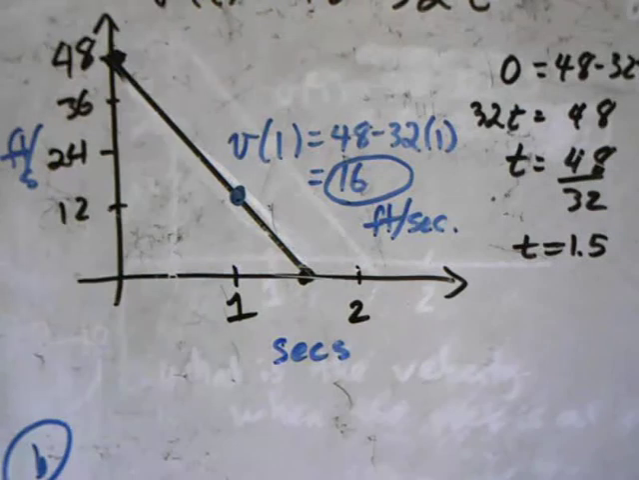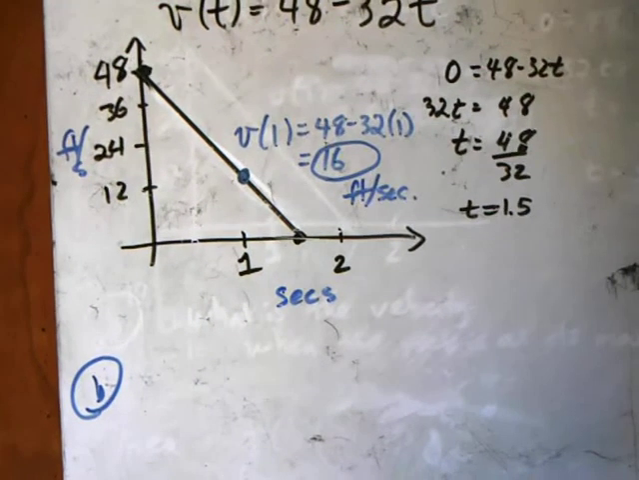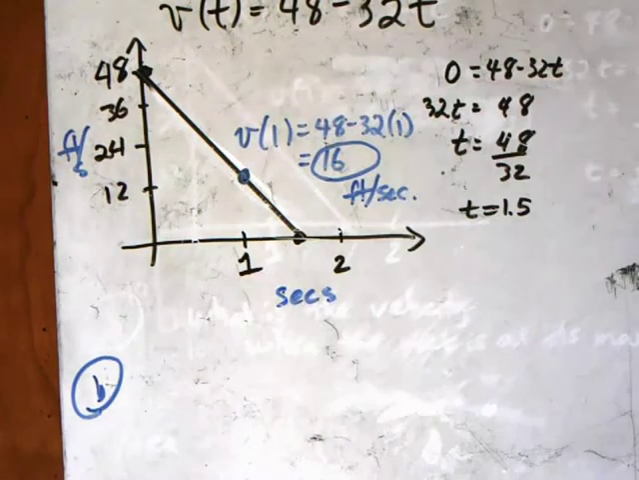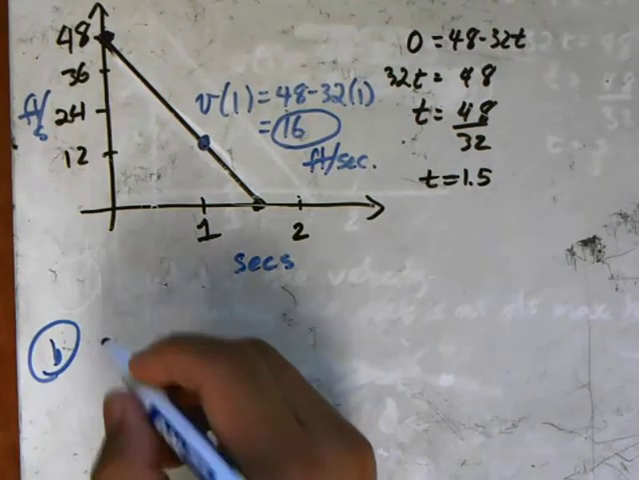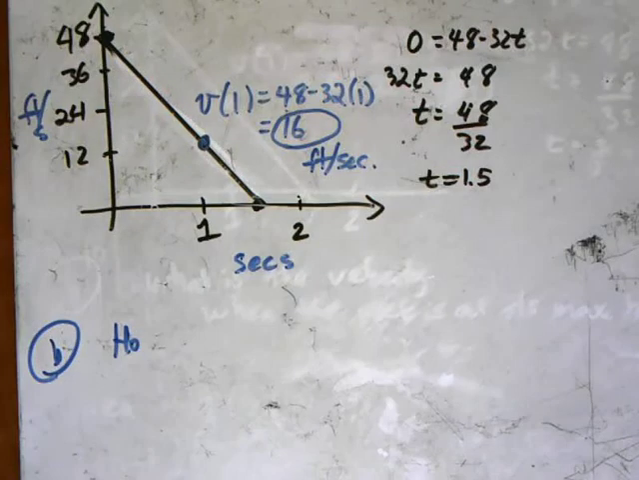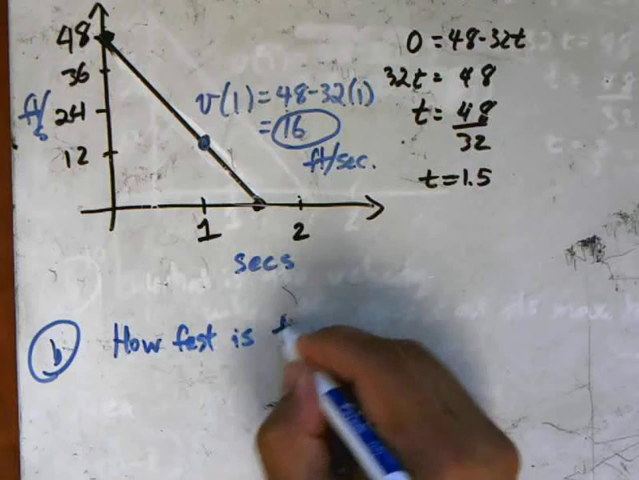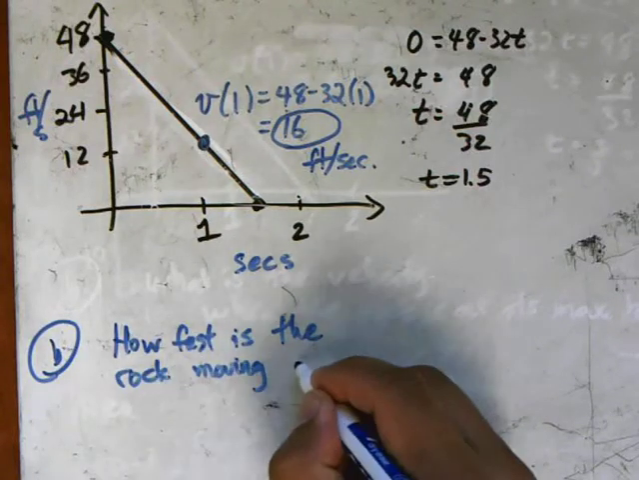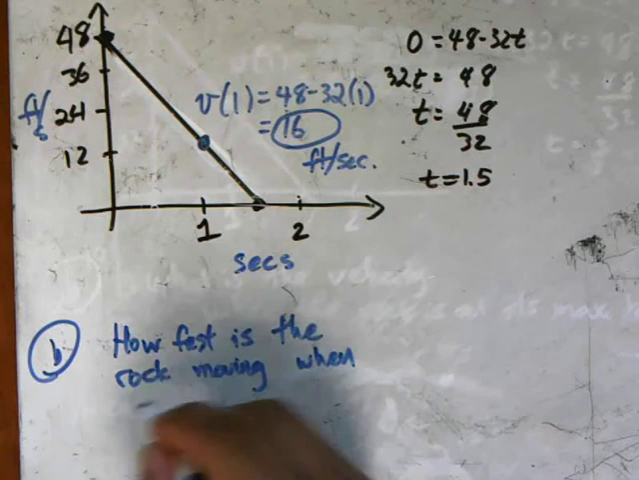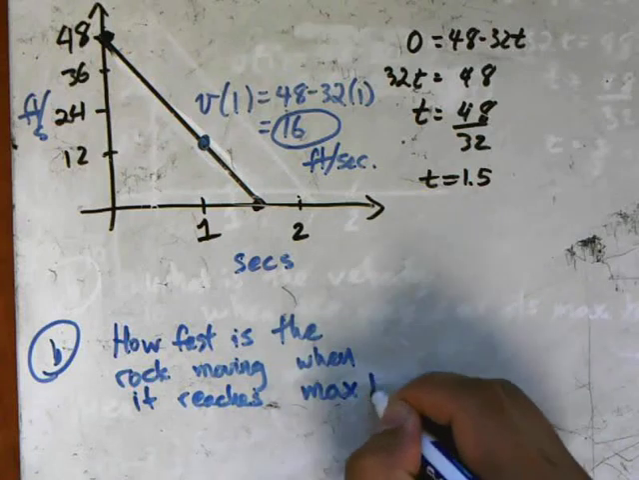So we have to think a little bit more here regarding what it means for the velocity of an object when it's thrown up in the air and it reaches a maximum height. In other words, I'm going to rephrase that question just a little bit and say, how fast is the rock moving when it reaches its max height?